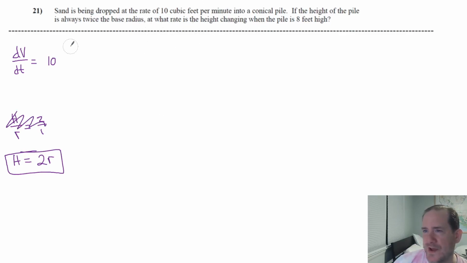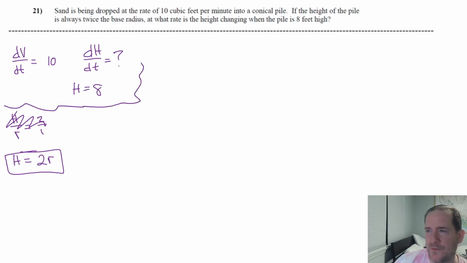At what rate is the height changing? Means we're looking for dH dt, which that's getting a little boring now. We probably need to start talking about the radius eventually. But it says when the pile is 8 feet high. So they're also giving you h, telling you that it's 8. So this is pretty similar to the previous problems where we've got the same 3 pieces of information. We're just shuffling them around again.